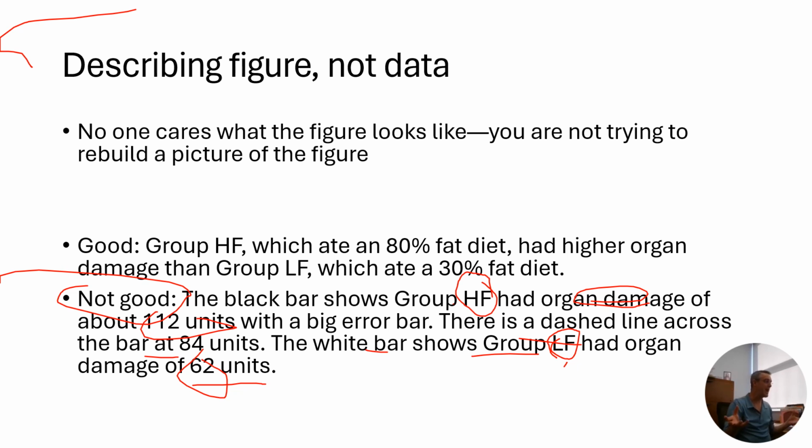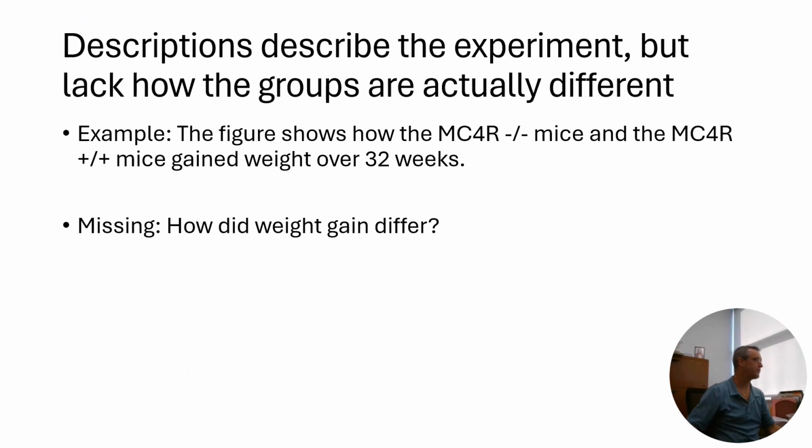Remember, the comparison is the most important point. You have to have all of the other information so you know what you're comparing, you know what the groups are, you know what's being measured, and all of those things. But in the end, you have to know what the differences are between the groups. And here, yeah, the data are listed, but the differences aren't spelled out clearly. Okay? So again, describing the figure, not the data.